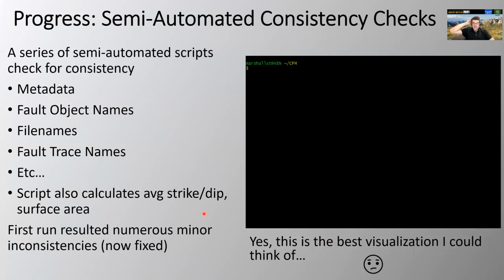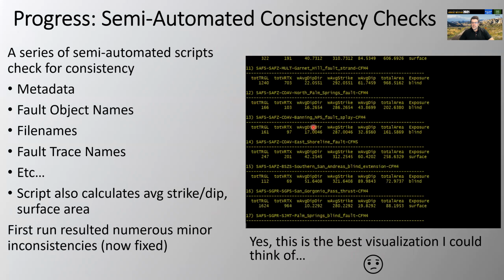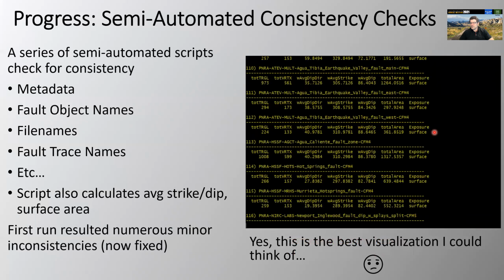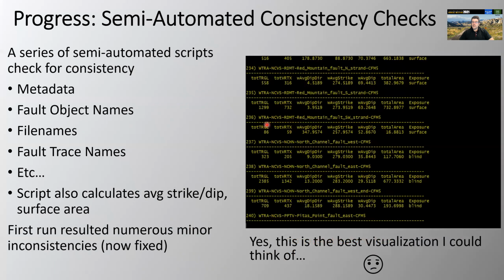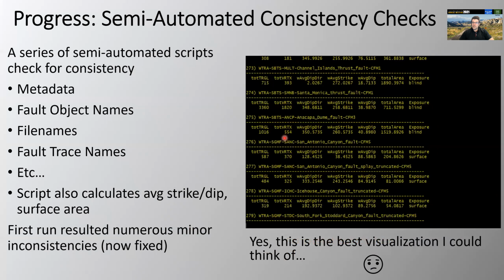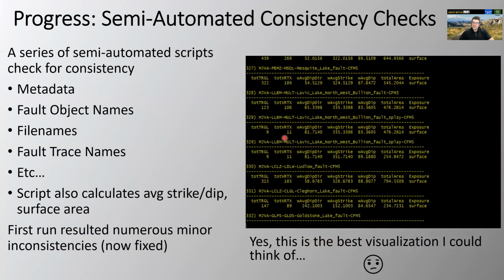So how have we responded to this huge amount of data that we need to manage? Well, we've written a series of scripts that checks the CFM for consistency. And yes, this is the best visualization I could think of. So let me show it to you. This is my terminal window. And what I did is I wrote a script that goes through the model and checks. It not only calculates all of these metadata parameters like strike and dip and total area and whether it's blind or surface breaching, and automatically updates the metadata in the spreadsheet. So if a surface gets updated, the metadata gets updated easily. It also checks all of the various files to make sure they're named correctly based on the hierarchical naming scheme.